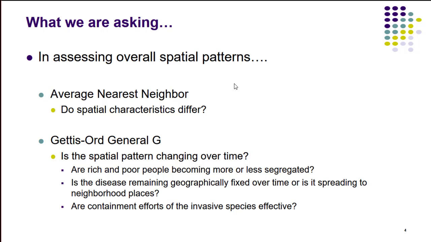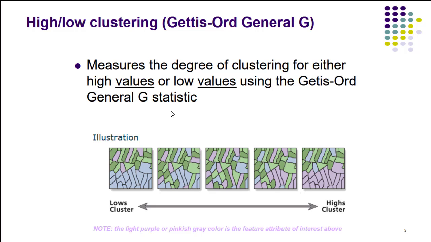The reason why we can ask these additional questions is because we're now able to use an attribute for those points. Going back to last week, our average nearest neighbor just used those points by themselves and did not consider any attributes. The Getis-Ord General G statistic enables us to look at attributes for those points. We're looking at the degree of clustering for either high values or low values. So how do those high values cluster, or how do those low values cluster?